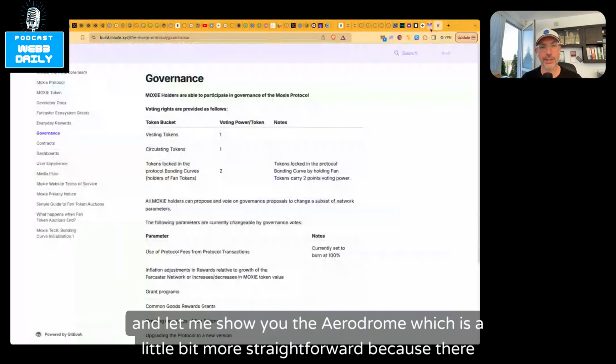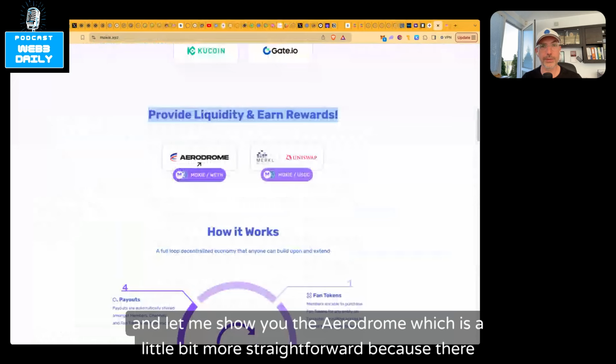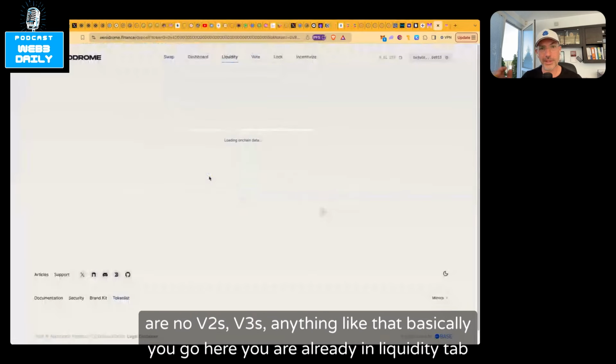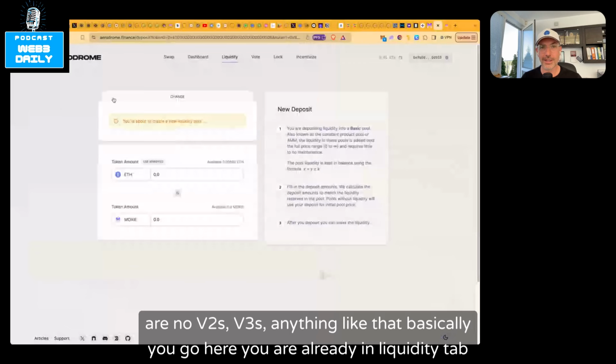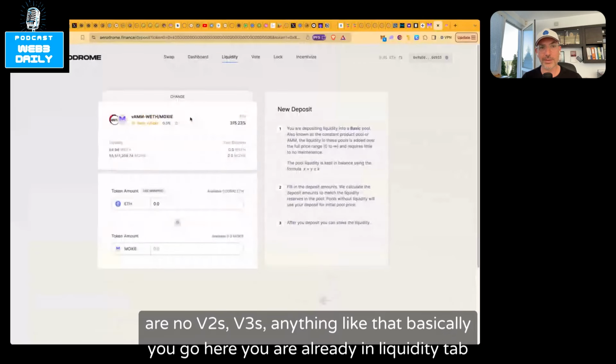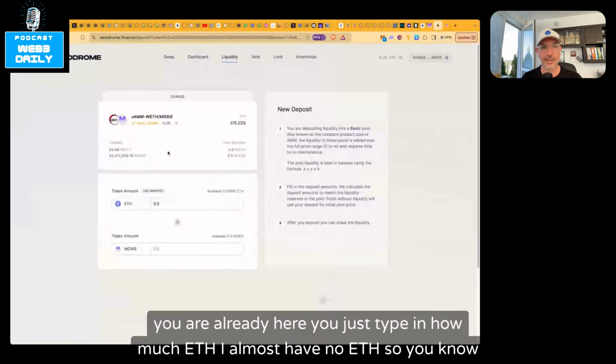And let me show you the Aerodrome, which is a little bit more straightforward because there are no V2s, V3s, anything like that. Basically, you go here. You are already in the liquidity tab. You just type in how much ETH.